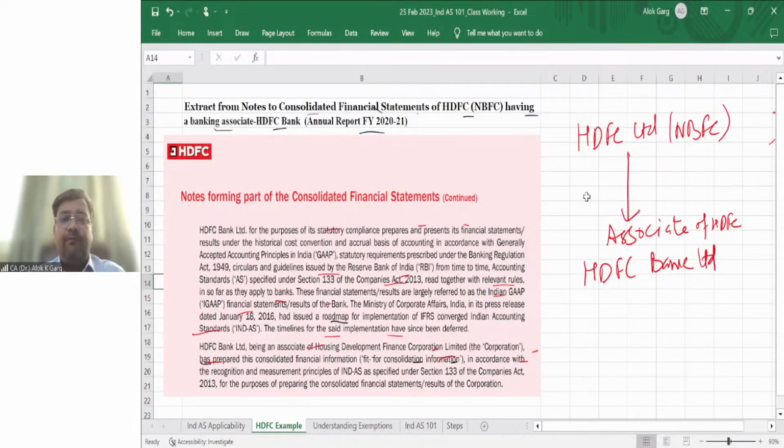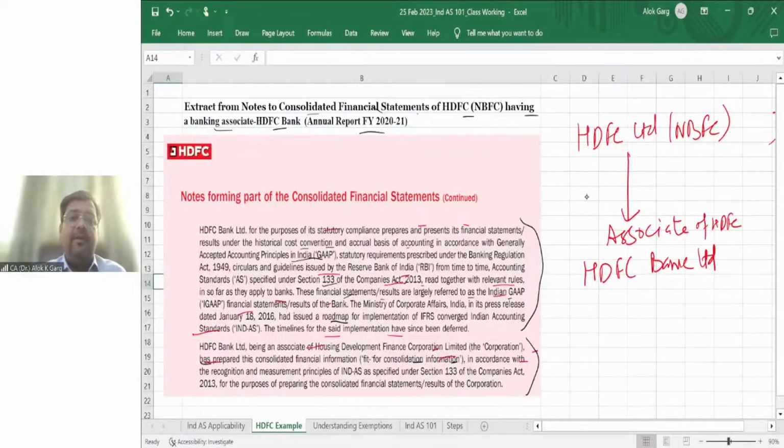HDFC Bank Limited, for the purpose of its statutory compliance, prepares and presents, I am talking about the bank, its financial statement results under the historical cost convention and accrual basis of accounting in accordance with Indian GAAP. Indian GAAP means accounting standard, right? As specified under section 133 of the Companies Act 2013, read together with relevant rules in so far as they apply to banks. These financial statements or results are largely referred to as the Indian GAAP financial statements, right? So in the first paragraph, if you read, it is written that this HDFC Bank has prepared its financial statement as per Indian GAAP, which is accounting standard.